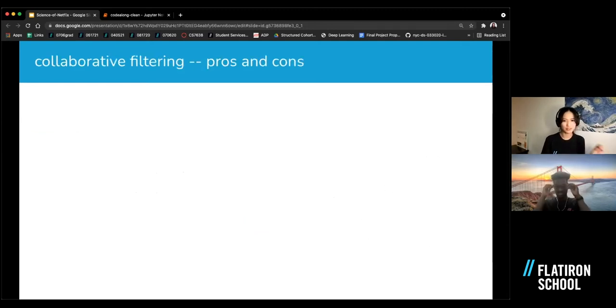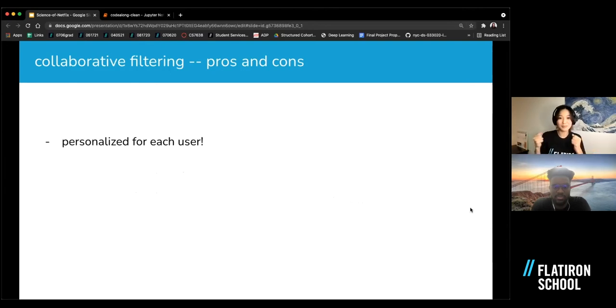Before we move into the code, I do want to talk about some pros and cons. First off, super personalized. The ratings are very heavily personalized for every user. If two movies are similar by the numbers but very different based on how people receive them, you can actually account for that using a model like this. So very, very personalized.